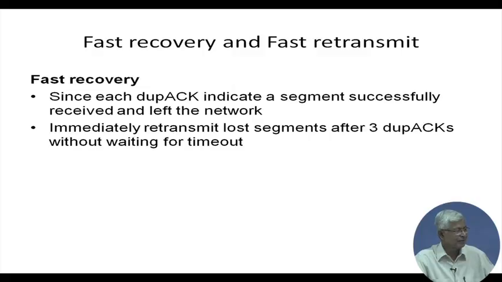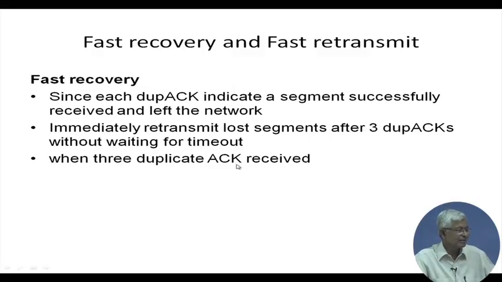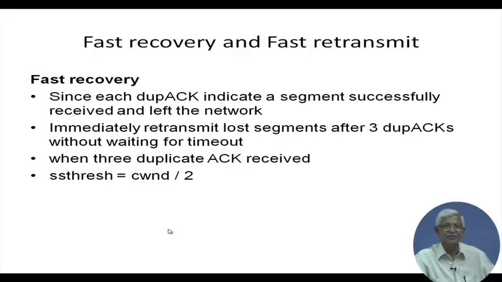start. And then when 3 duplicate ACKs are received, SS threshold is reduced to half, that is the fast recovery phase, and the new CWND will be CWND by 2, and since 3 segments have been sent, it will be increased by 3, so slightly inflating that. So, this is a quick recovery of the system without going down to slow start. And then there is something called fast retransmit.